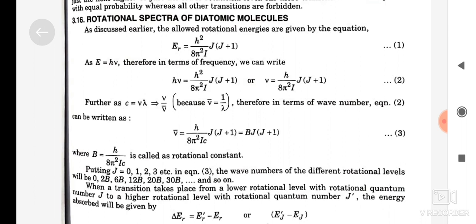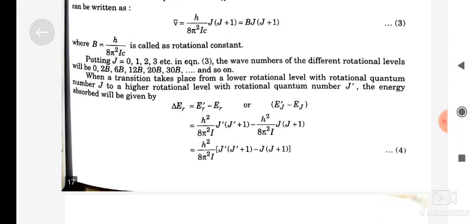Rotational spectra of diatomic molecule. As discussed earlier, the allowed rotational energies are given by the equation Er is equal to h square upon 8 pi square I into J into J plus 1. As E is equal to h nu, in terms of frequency we can write nu is equal to h upon 8 pi square I into J into J plus 1. Further, as c is equal to nu lambda is equal to nu upon v bar, in terms of wave number, v bar is equal to B J into J plus 1, where B is equal to h upon 8 pi square I c, called the rotational constant.